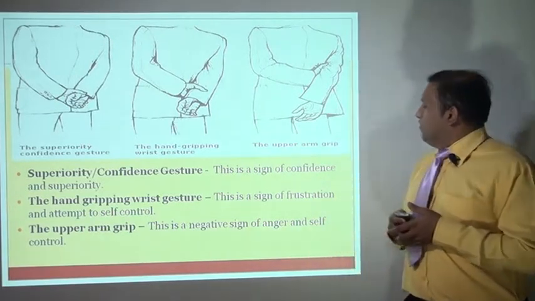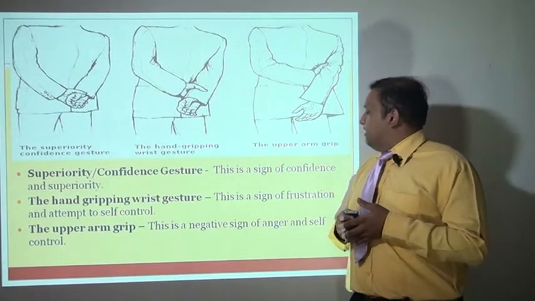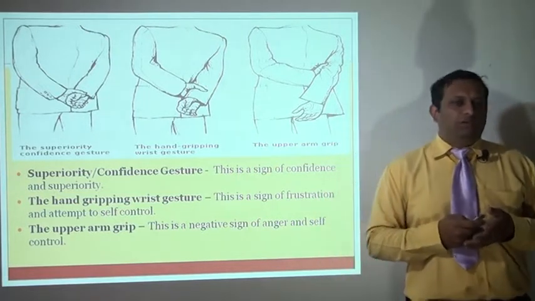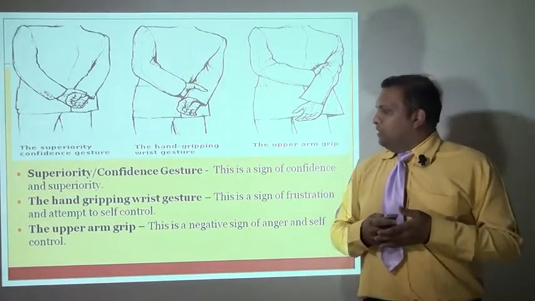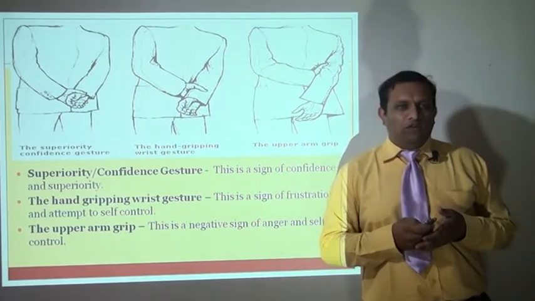The third one, or the most frustrated sign of a person, is the upper arm grip. This grip conveys that a person is about to break his patience and most probably is likely to be in a negative frame of mind and extremely frustrated over something.